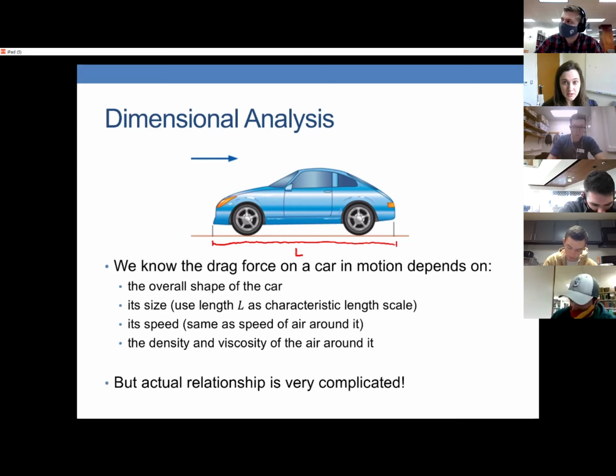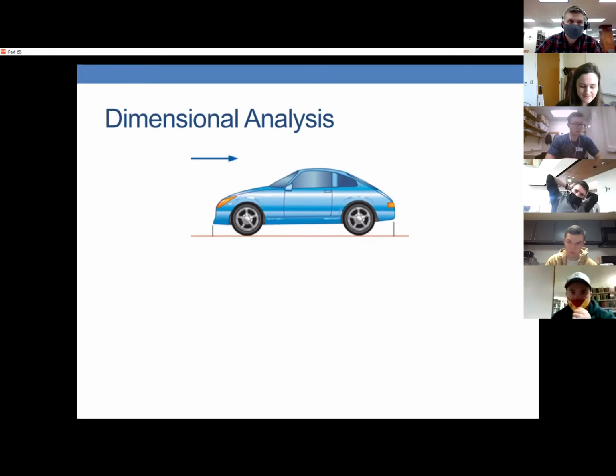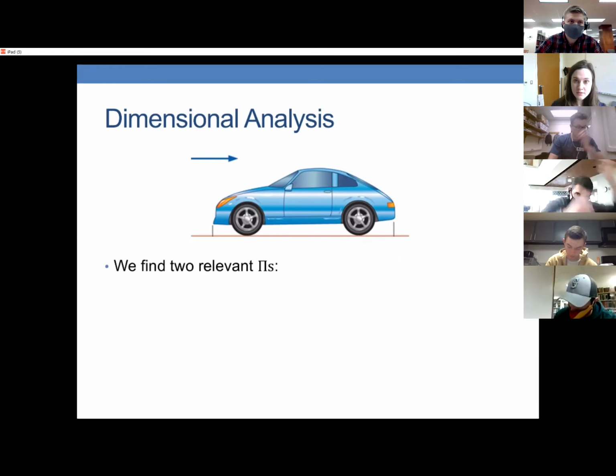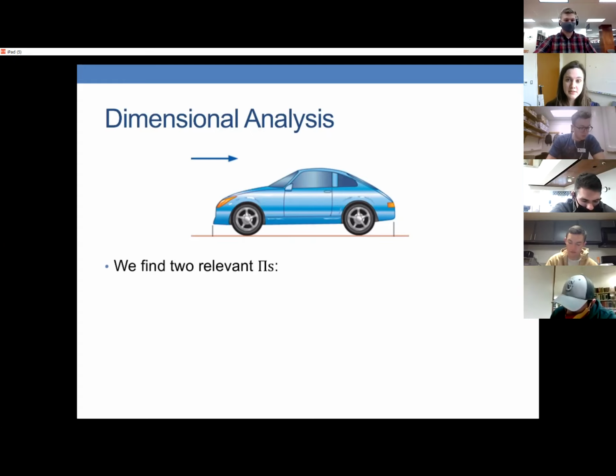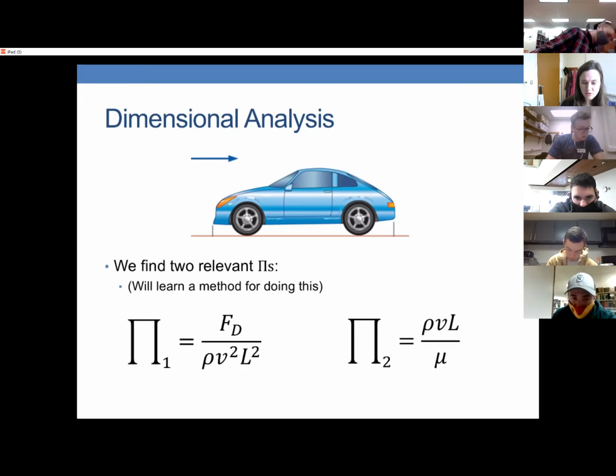The actual relationship, though, is really complicated. It depends on this really complicated shape that's going to shape the air around it in all kinds of ways. In order to analytically figure out with an equation what the drag force on this was, you might have to find some expression and integrate it over the whole shape of the car. An easier way to do it is to find the two pi's, the two dimensionless groups that are relevant to this situation. We'll talk about how we find the pi's in a second. But what you end up getting is these guys.